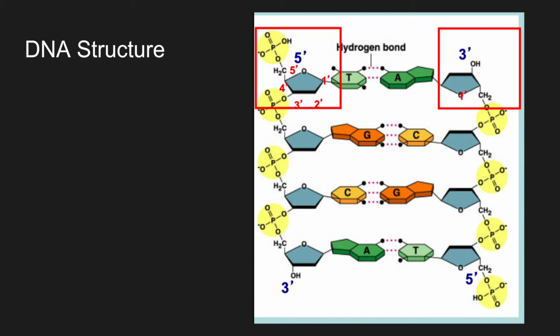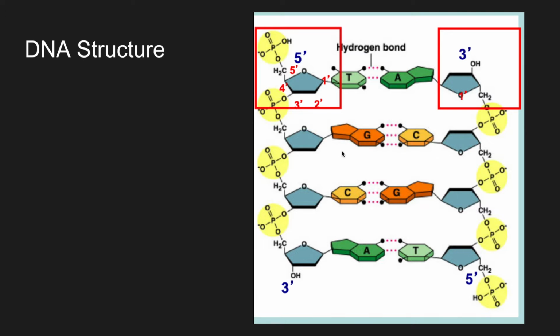But this slide serves really nicely to remind us what a nucleotide is made up of, right? You have your phosphate group, your sugar, so in DNA deoxyribose, and then your nitrogenous base, right, which can be adenine, tyrosine, guanine, or cytosine.